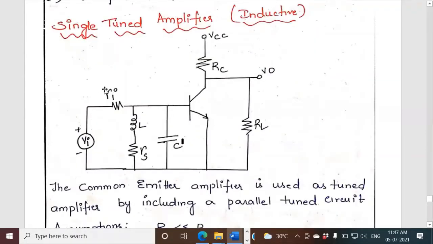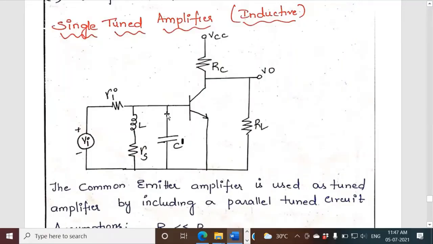Then we have Vi and Ri. For now, we are discussing parallel resonance, isn't it? So let us convert this into parallel form. How to do that? We will use source transformation, where a voltage source in series with a resistance is converted. We have discussed source transformation so many times; it is basics in electronic circuits.